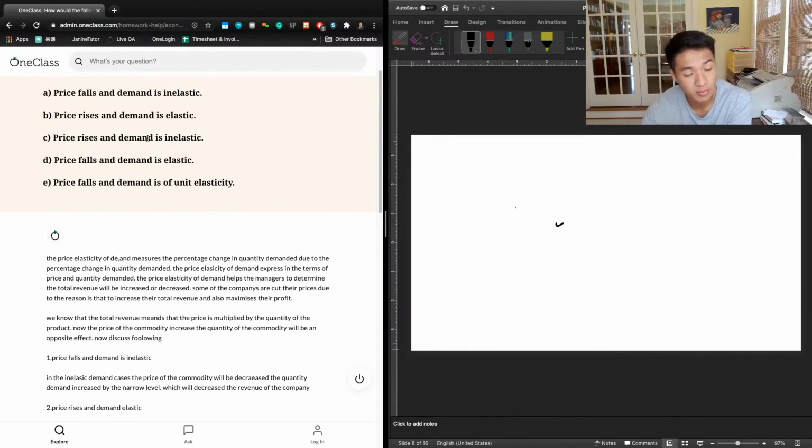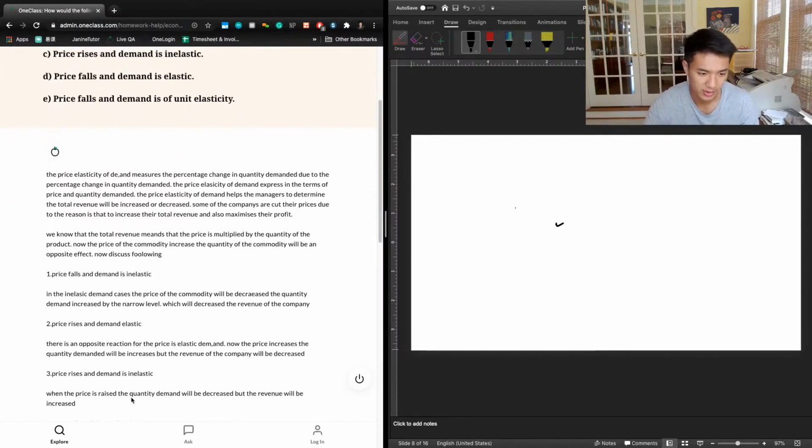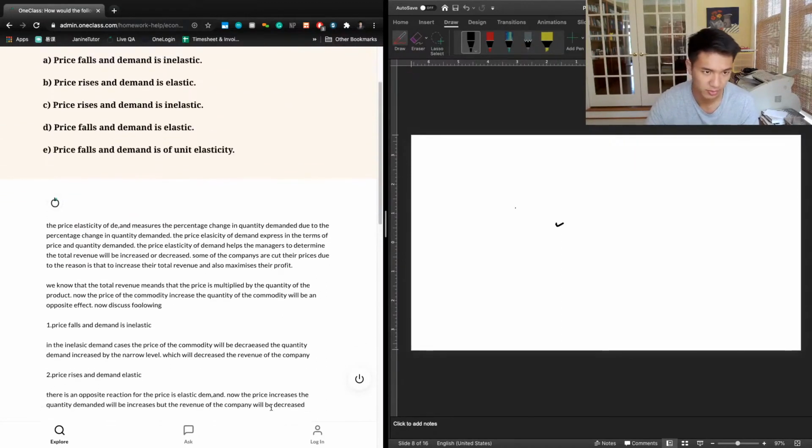So if price rises, we again know that quantity demanded will fall, but we also know that because demand is inelastic, the fall in demand will not be as great as the price increase. And so putting those two factors together, we'll take that the total revenue will increase there as well. For D, we can check 3. When the price is raised, the quantity demand will decrease, but revenue will increase. That's true. That's what we said.